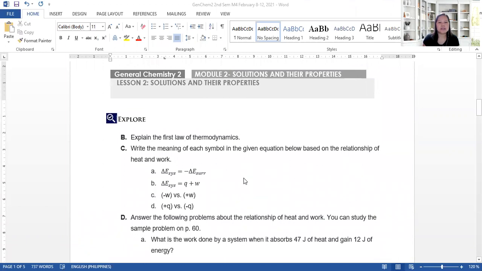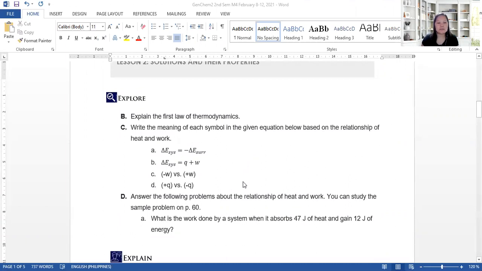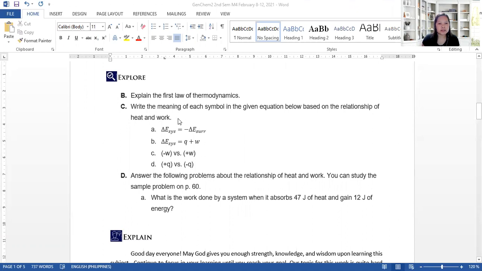All right. So next is explore. So explain the first law of thermodynamics. So what's the first law of thermodynamics? And then letter C, write the meaning of each symbol in the given equation below based on the relationship of heat and work. So this is the first law of thermodynamics, the relationship of heat and work in the chemical reaction, the changes of energy of the chemical reaction. So heat and work, they have an interrelationship with each other. So you need to familiarize this symbol.